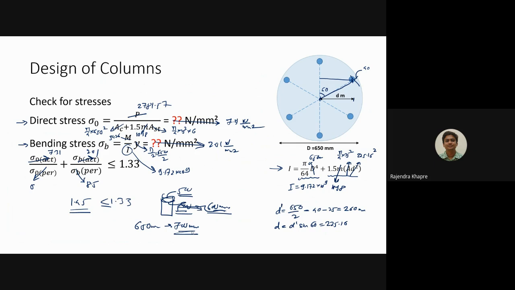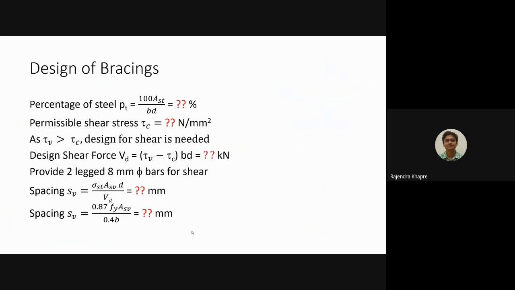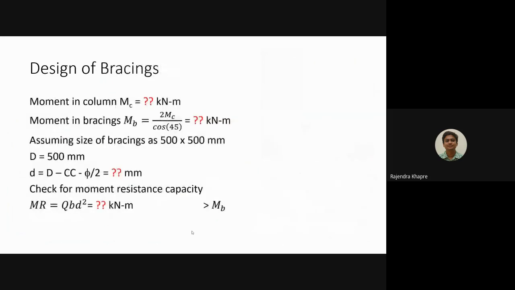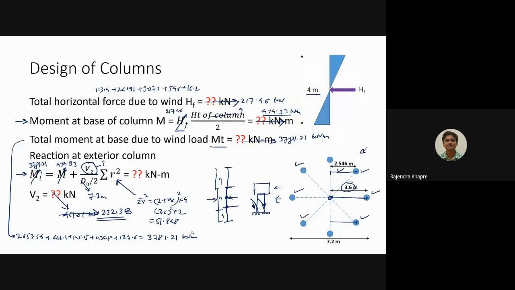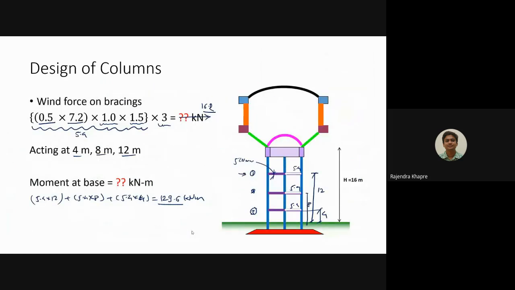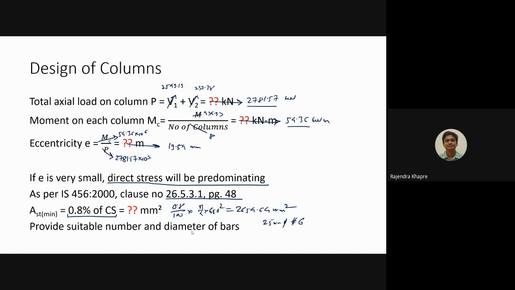Okay, now we will quickly go through the design of bracing. It's a very small design, just a 3 slide design, so we'll complete. So we have already calculated the moment in the column MC. Okay, so if you refer the earlier notes, the moment in the column MC, I think we have calculated moment in each column. कहाँ गया? Yeah, here. So this MC value we have calculated as 54.36.